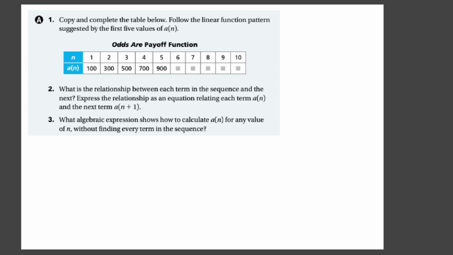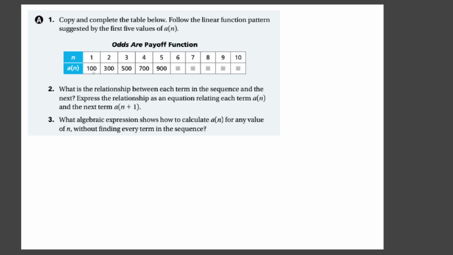Anyways, copy and complete the table below. Follow the linear function pattern suggested by the 5 values of A of n. Again, we're looking at this as our term, and these are our actual numbers, our A of n, what numbers are coming out of it.